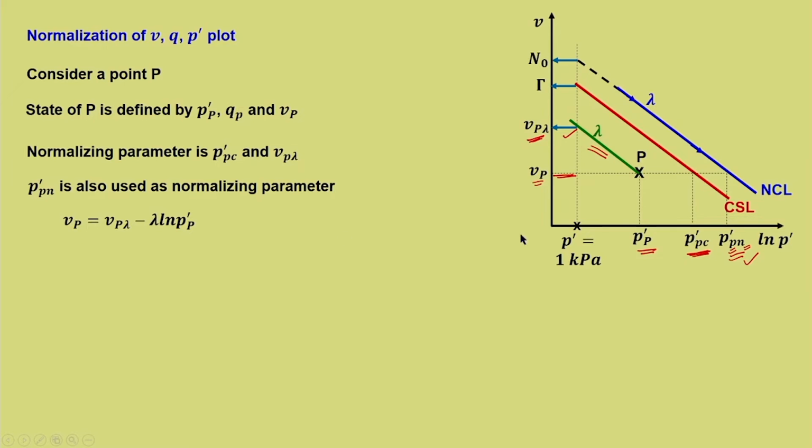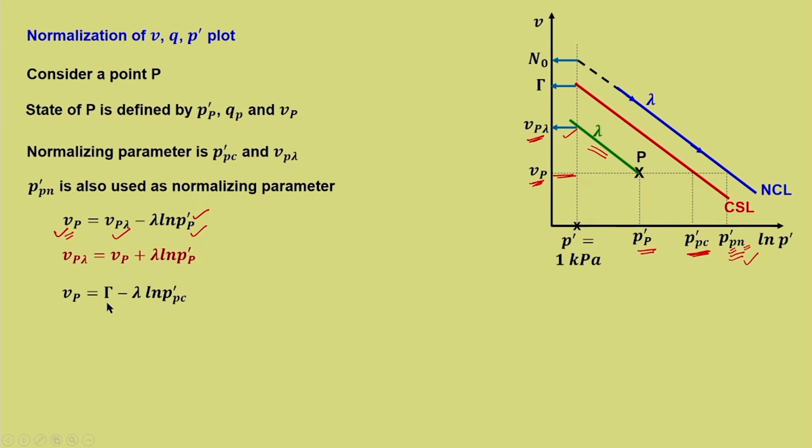We can write VP, that is specific volume along this line, is equal to VP lambda minus lambda ln P dash P. Now when we substitute ln P dash P, for this particular point we are discussing, VP of point P is equal to VP lambda minus lambda ln P dash P. Now when the initial point P dash P is known, VP is known, VP lambda can be determined. So that becomes a reference parameter. So VP lambda is equal to VP plus lambda ln P dash P.